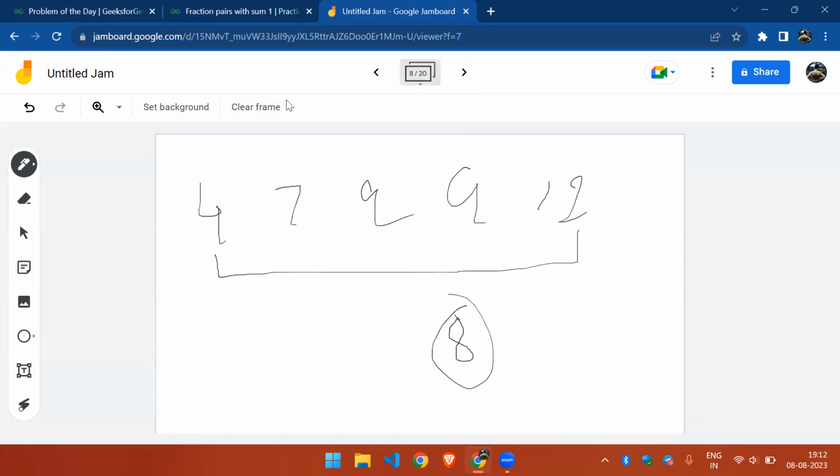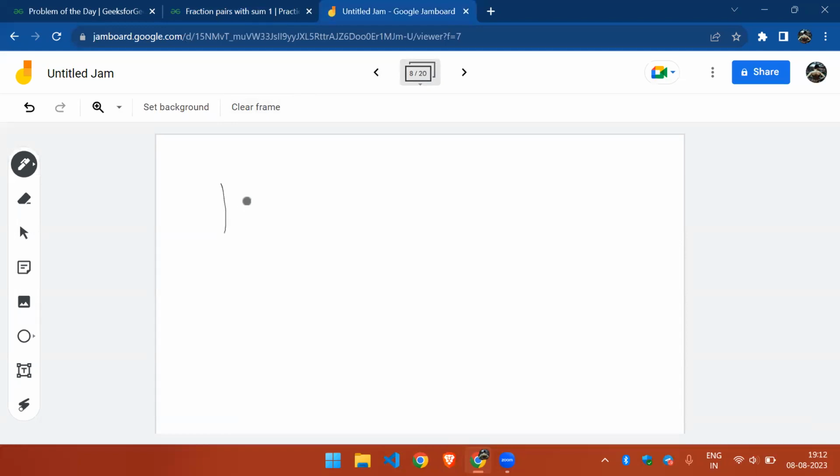If you didn't get it, let's take another example like 12 and 24. The GCD of 12 and 24 is 12 itself, right? The greatest common number that can divide both these numbers is 12. So in order to reduce it into its simplest form, we will divide both of them by 12. So we will have 1 divided by 2. So first we'll find the GCD, then we'll divide the numerator and denominator by the GCD.